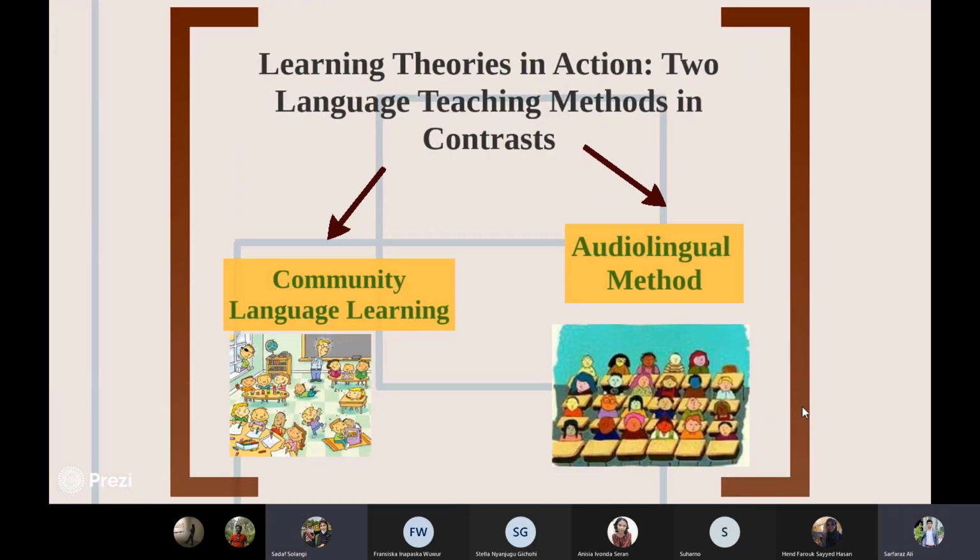So we have here learning theories in action. Here we have two language teaching methods in contrast. The very first one is the audiolingual method. The other one is community language learning. These two language teaching methods emerged in the last century and may be of particular interest in this regard. The audiolingual method is inspired by behavioristic principles, and community language learning is a direct attempt to apply Carl Rogers' theory. They are contrasted with each other.